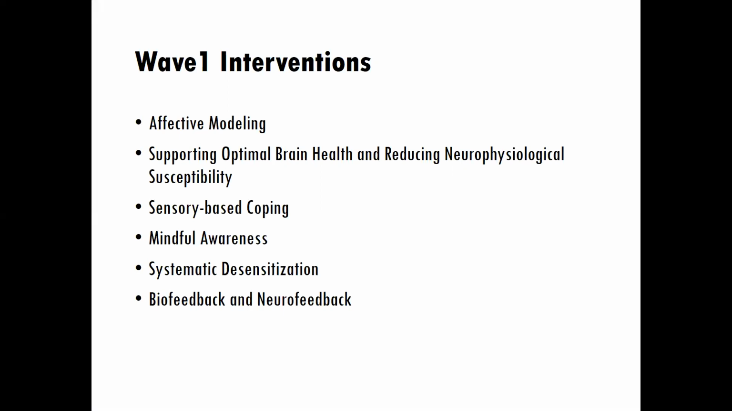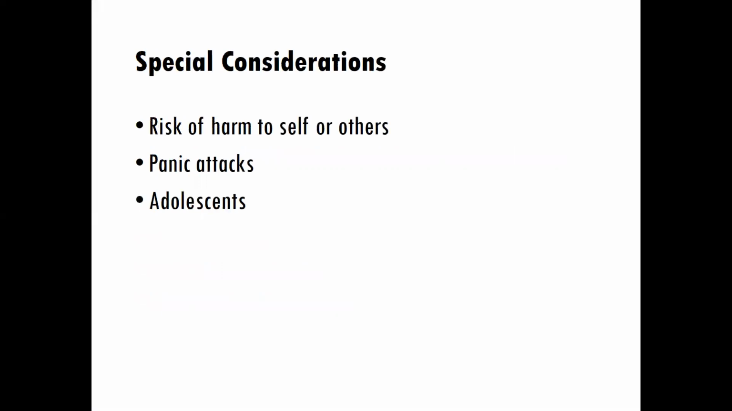Affective modeling, supporting optimal brain health and reducing neurophysiological susceptibility. That looks like lifestyle intervention. Sensory-based coping, mindful awareness, systematic desensitization, and then biofeedback and neurofeedback, which we've covered previously in class. We'll go through some special considerations too for wave one interventions, such as risk of harm to self or others, panic attacks, and working with adolescents.